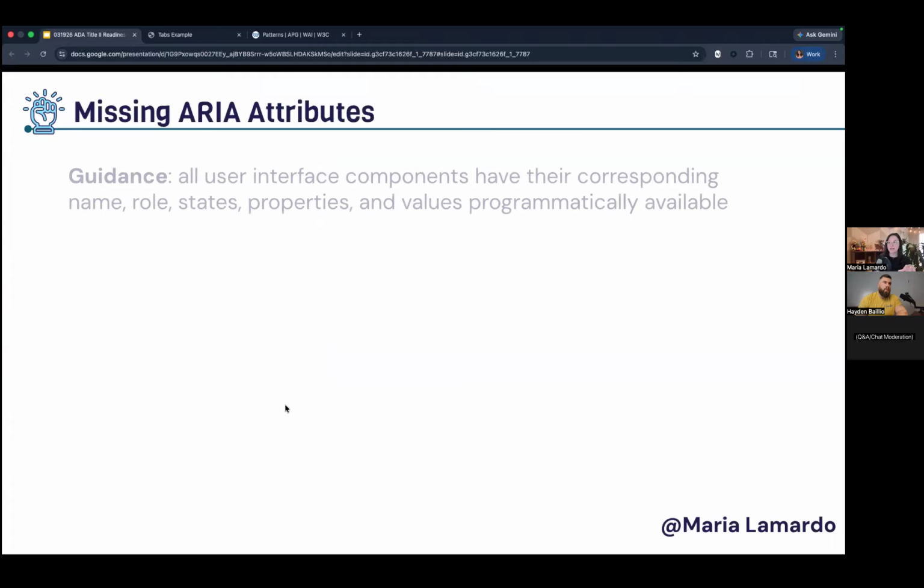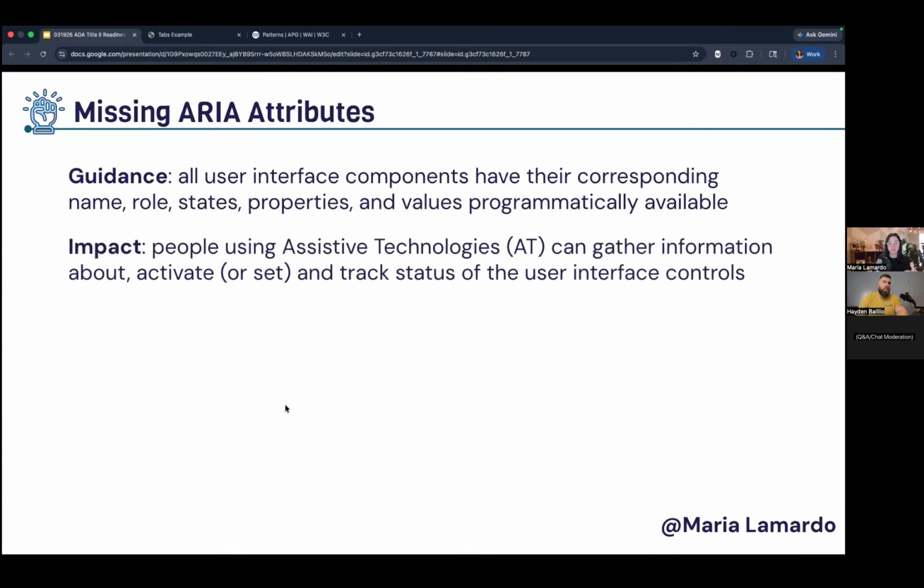Now, missing ARIA attributes. The guidance here is for all user interface components to have the corresponding name, role, state, property, and values programmatically available. And I've shown you throughout this presentation a couple of examples of this. But the impact here is that we want to make sure that people who are using assistive technologies can gather information about said interface control. So these are the things I kept referencing back to, right? Like how ARIA describedby can help you map something, how ARIA expanded is set to true or false, and how that's communicated.